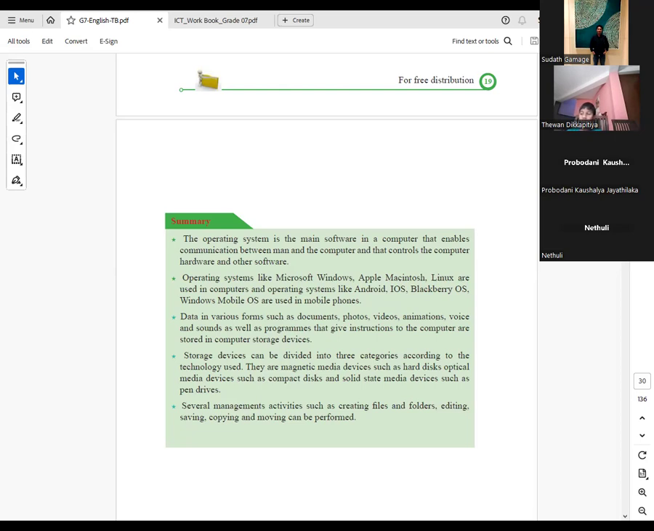They are magnetic media devices such as hard disk, optical media devices such as compact disk, and solid state devices such as pen drives. Several file management activities such as creating files and folders, editing, saving, copying, and moving can be performed. By using the operating system, we can create files, create folders, and we can move, edit, and delete folders.